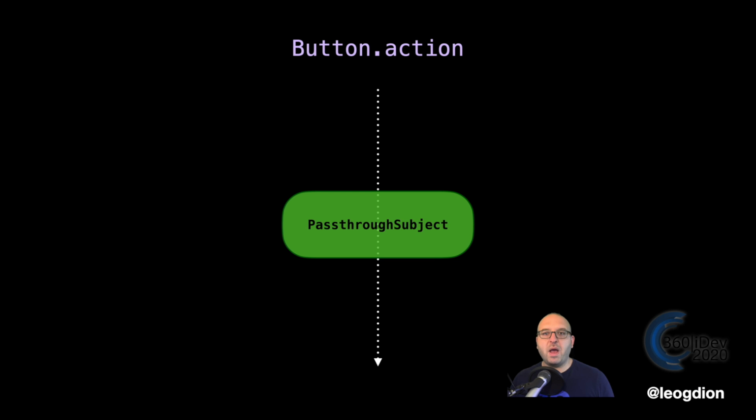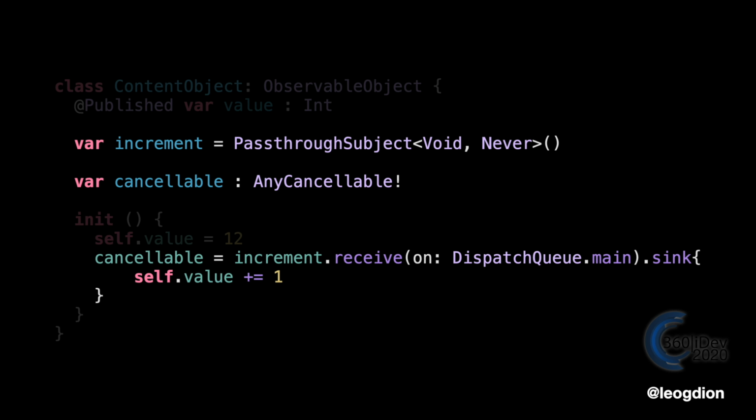So we know our PassthroughSubject will send in a Void value. But then how do we take that Void value and update our value property? So this is where sink comes in. Sink is one of the two main ways you're going to use to listen to publisher changes and update the values accordingly. So we added our increment PassthroughSubject, and we need to store what's called a Cancellable. We'll get into this in a little bit.